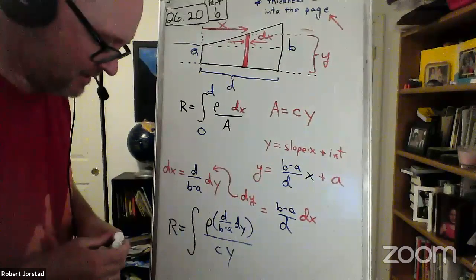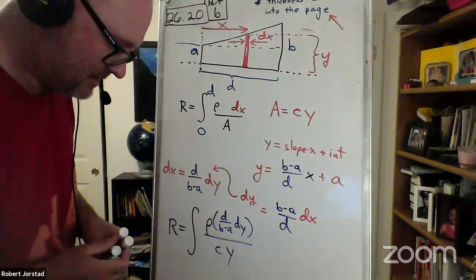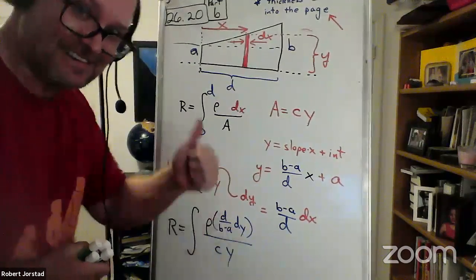What are the limits again? 0 to... No. 0 and D. No. We're now doing a y integral. Oh, that's right. It's A and B then. Yeah.